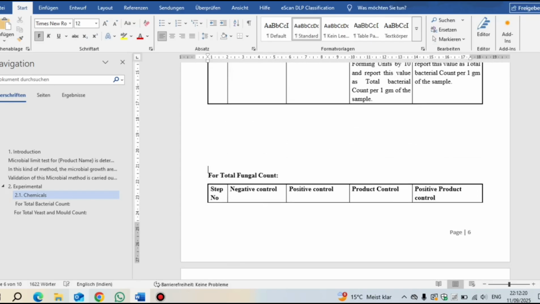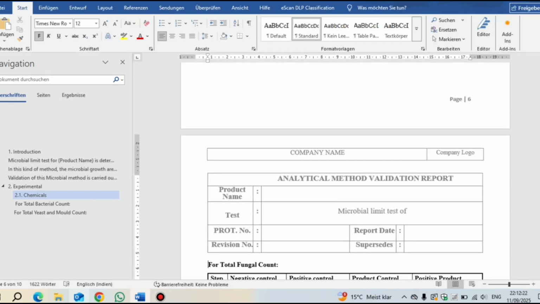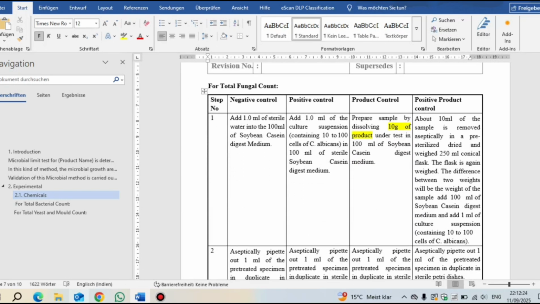And then for fungal count, there is also negative control, positive control, product control, and positive product control. So in total fungi count, the first step is to add 1 ml of sterile water into the 100 ml of soybean casein digest medium. Likewise, in positive control, add 1 ml of the culture suspension containing 10 to 100 cells of C. albicans in 100 ml of sterile soybean casein digest medium.